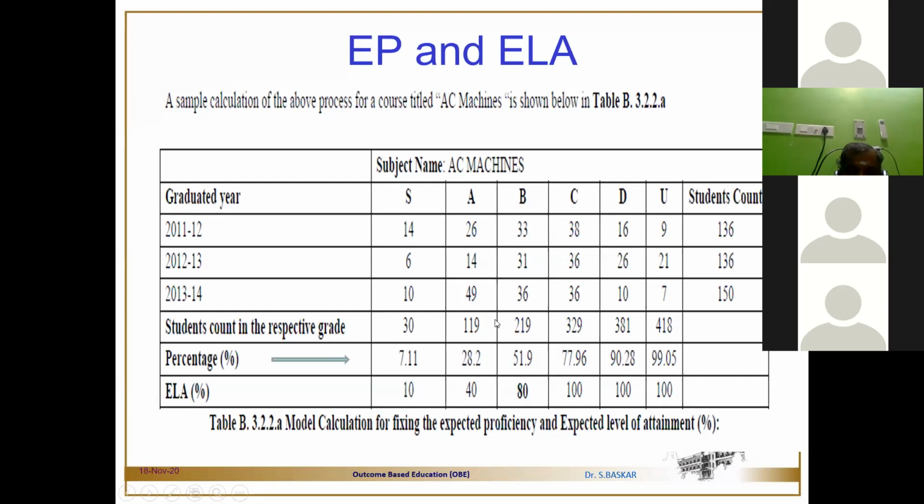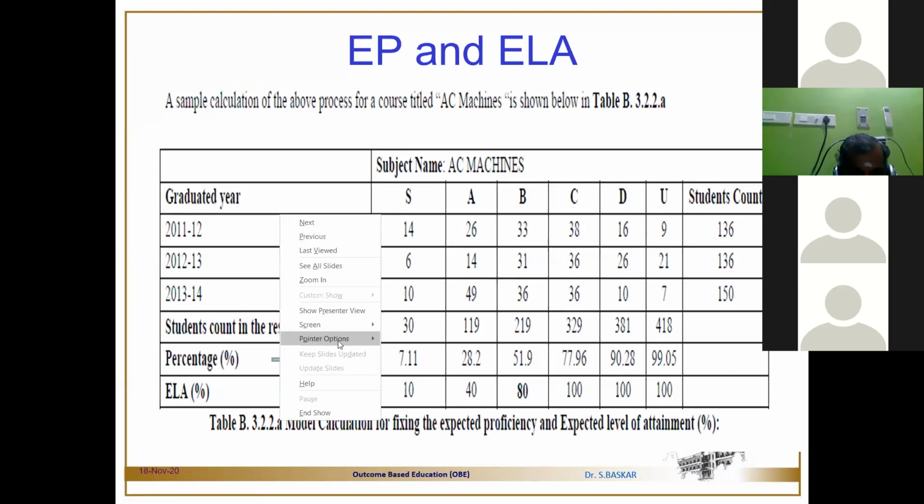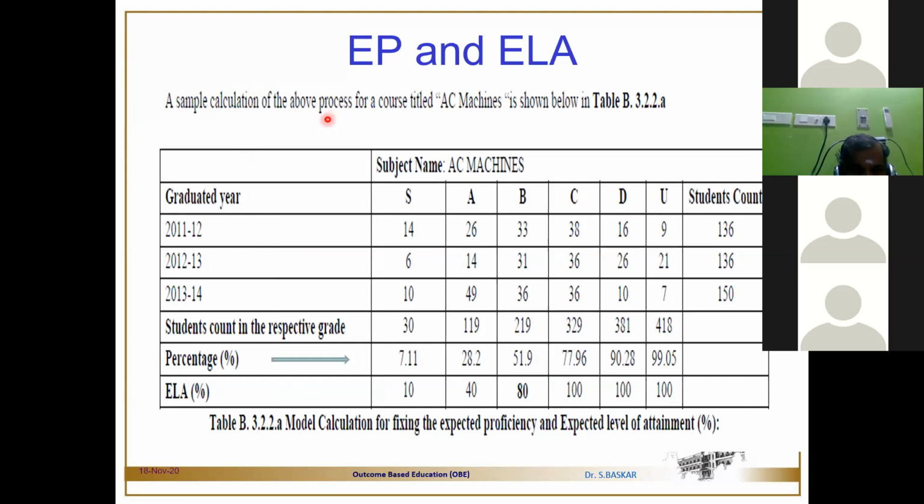If you want to fix for the academic year 2015-16, for the same course, I am going to take 3 previous years of data. For example, if your target is 15-16, then I am going to take 14-15, then 13-14. If you refer to this table, my target is for 14-15. Therefore, I am taking 3 previous years, 13-14, 12-13, 11-12. The name of the course is AC Machines. For the same course, what is the performance of the students in the 3 previous years, 13-14, 12-13 and 11-12?